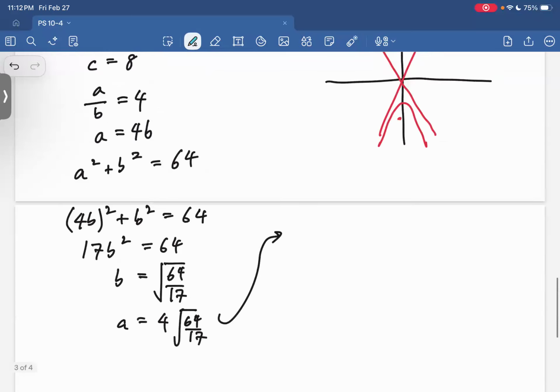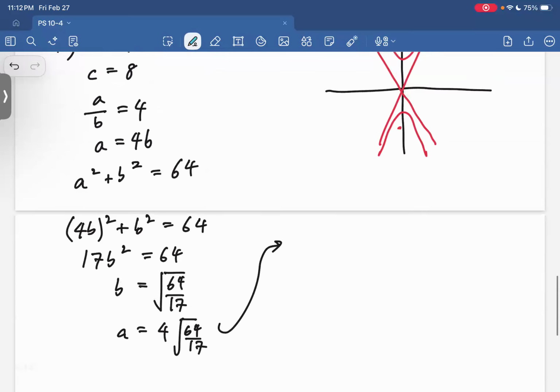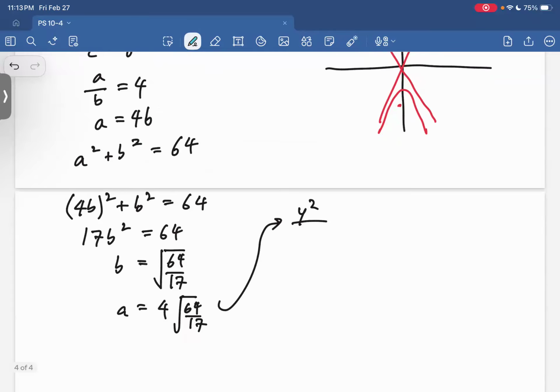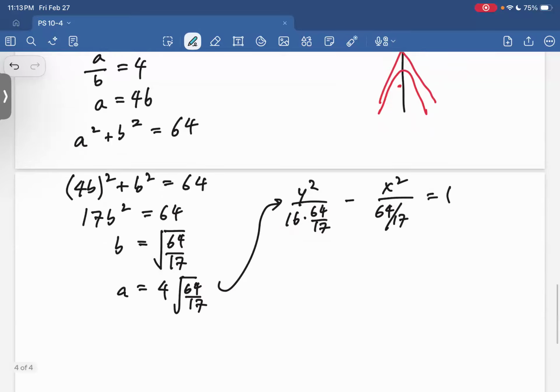So that allows me to now plug it into the formula. It's a vertical hyperbola, so y squared comes first. Y squared over a squared, which is 16 times 64 over 17, minus x squared over 64 over 17 equals 1.